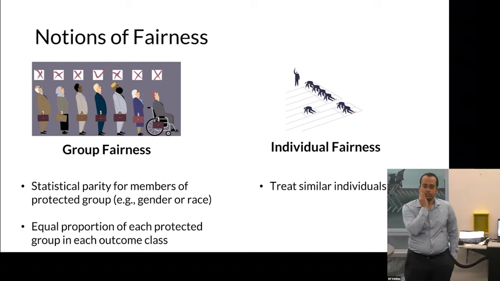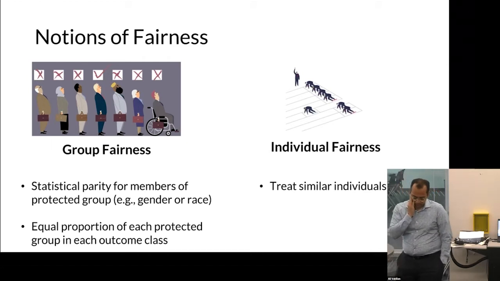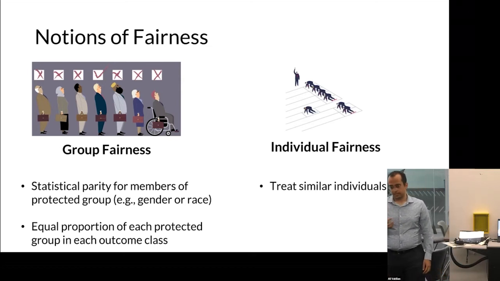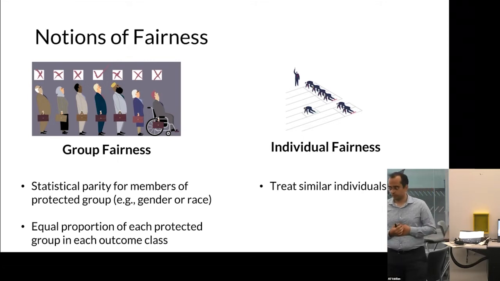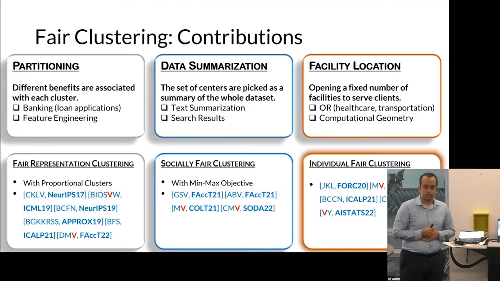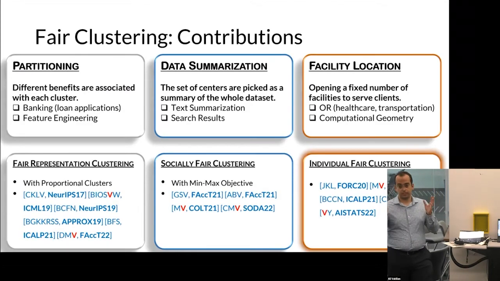But in the individual notion of fairness, the underlying goal is to treat similar individuals similarly. Again, in a classification type of version, if you have a set of qualified candidates, let's say for hiring, then you want to make sure that your process provides an equal chance for each of these qualified candidates to be hired or to get offered. So these are the two very general types of notions of fairness that we usually consider.